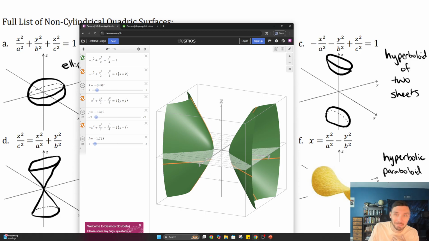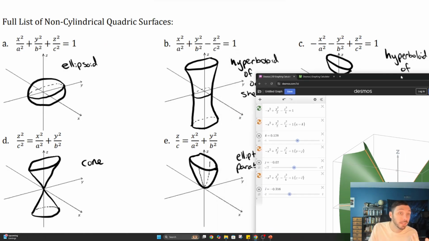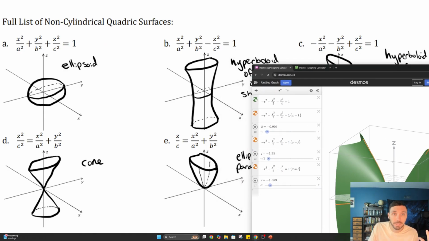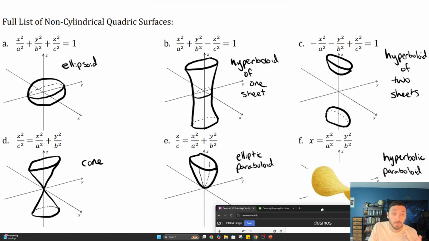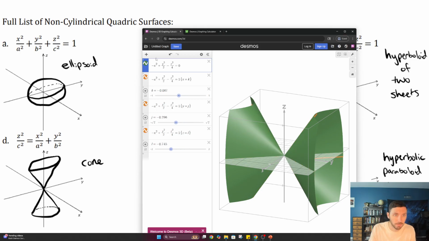Me as your Calc 3 teacher, I wouldn't really expect you to be a pro at graphing these in any way at all. But the ellipsoid, I'd want you to be able to graph, the cone, the paraboloid, right? So I'm going to do the cone right now. Yeah, why not? Z squared. Oh, so I just have to make this 0 for the cone.